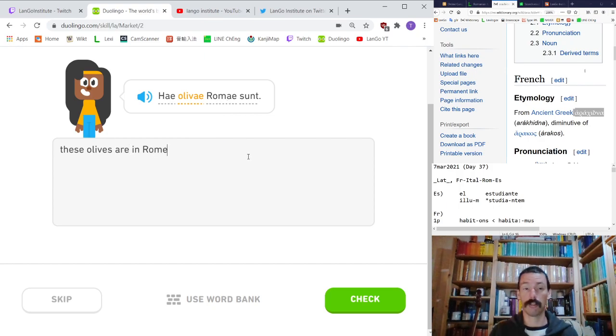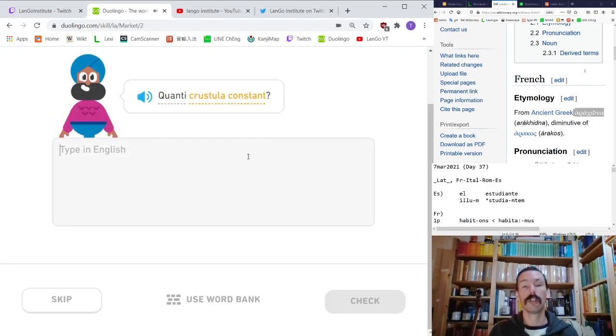It's an odd sentence. Quanti crustula constant? Interesting. This constant means to stand firm. That's where we get our word cost. So this is a dative form. At how much do cookies stand firm was the root meaning of this phrase. And it became how much do cookies, plural, crustula, cost.